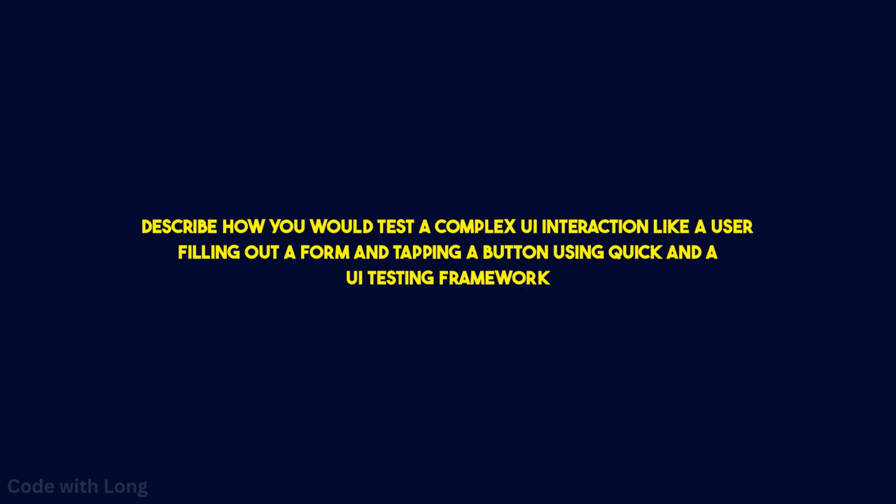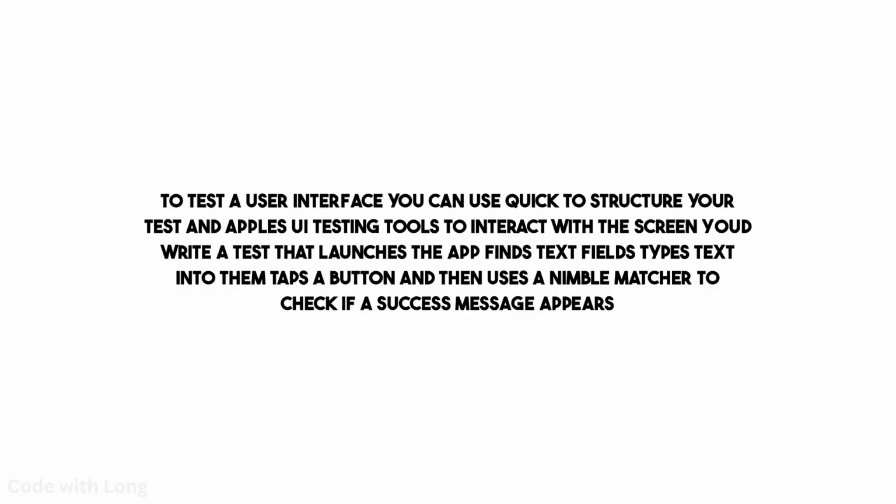Describe how you would test a complex UI interaction like a user filling out a form and tapping a button, using Quick in a UI testing framework. To test a user interface, you can use Quick to structure your test and Apple's UI testing tools to interact with the screen. You'd write a test that launches the app, finds text fields, types text into them, taps a button, and then uses a Nimble matcher to check if a success message appears.